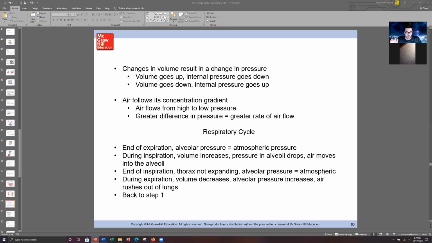During inspiration, as we inhale, okay, volume increases, so our chest cavity size increases. Since volume is going up, pressure is going down effectively in the alveoli, okay? As a result of this, air is going to move into the alveoli, right? At the end of inspiration, the thorax isn't expanding. Alveolar pressure equals the atmospheric pressure at that point. As we expire, okay, volume decreases and alveolar pressure increases and air rushes out of the lungs, okay? And then we go back to the first step there.